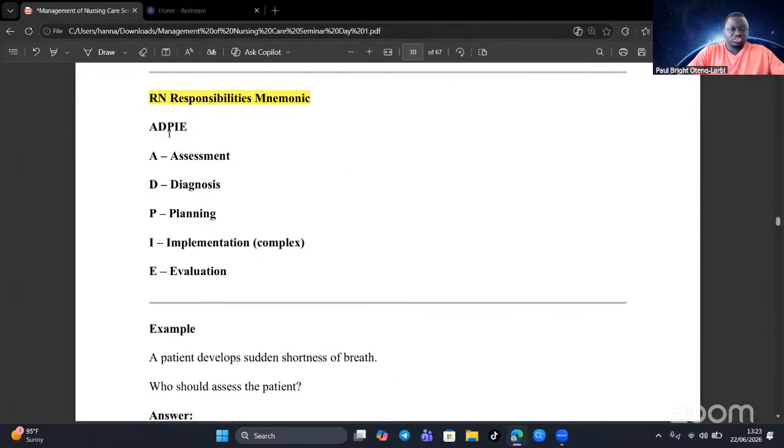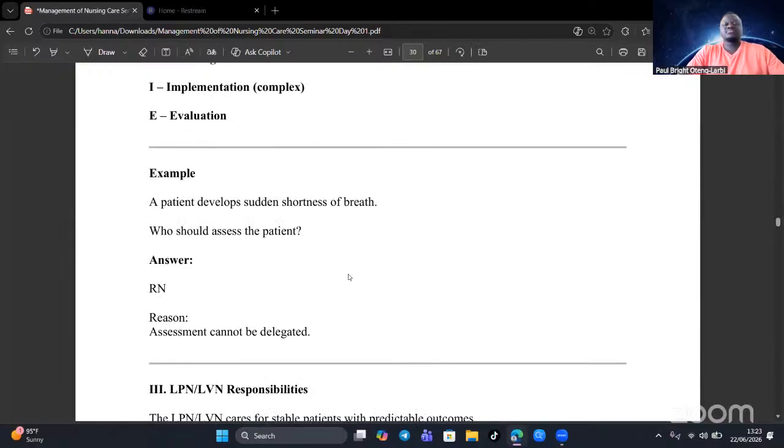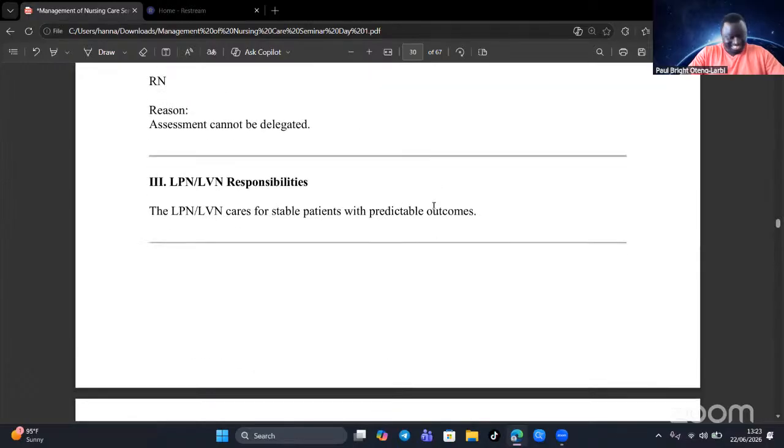Okay. So this is the RN. A patient develops sudden shortness of breath. Who should assess the patient? Assessment is for the RN. You cannot delegate it. Take note. Go to the LPN or LVN, licensed vocational nurse or licensed practical nurse. Remember, there is an L in front of their rank, so they are licensed.